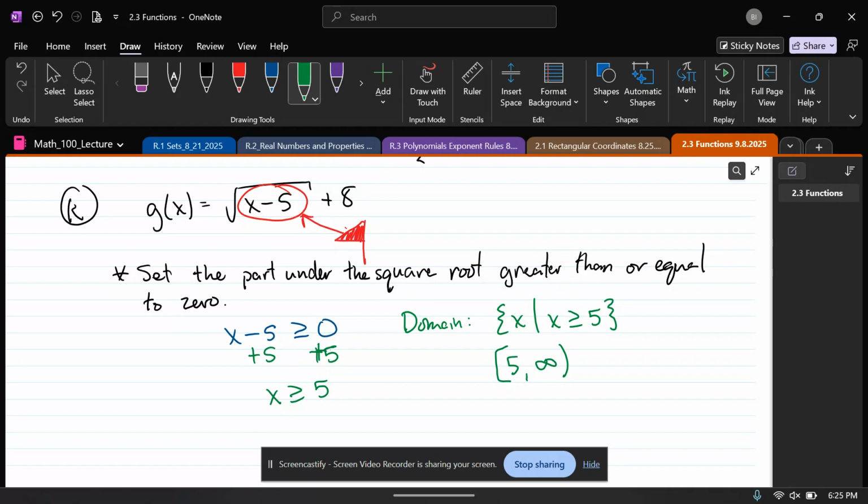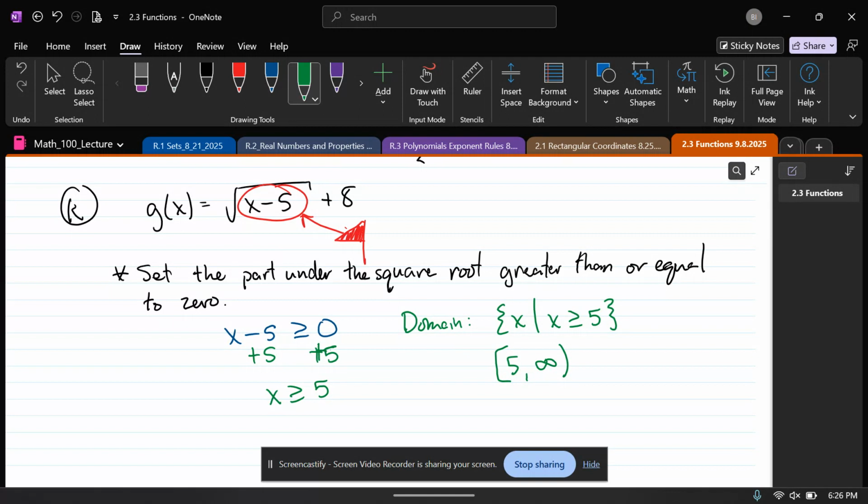Abby, does that make sense? Yes, that makes a lot more sense than us trying to just talk about the theory of it. Okay. So this is what guarantees us to not have a complex number or a negative underneath the radical, or the square root.